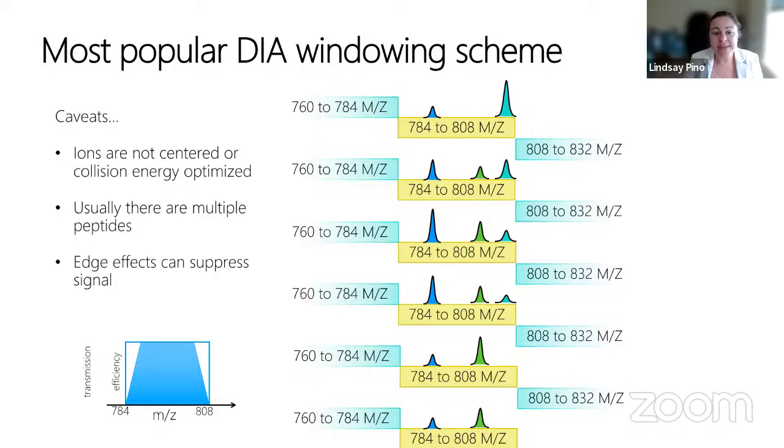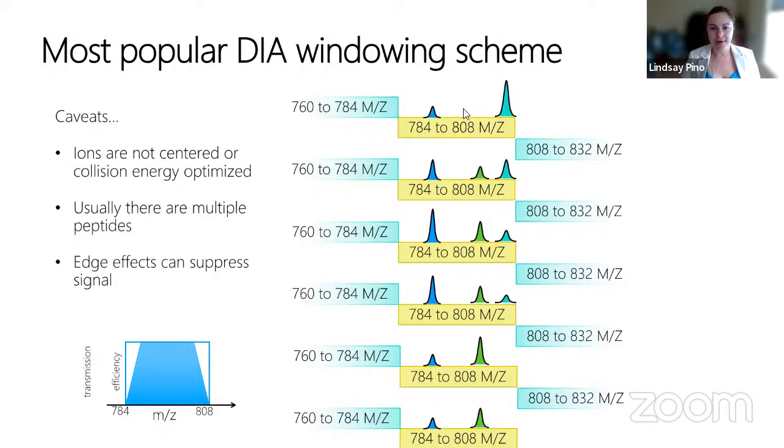As far as using MSE, the software, as far as getting good quant and identification, using MSE as a trademarked word for DIA, that's totally fine. Using MSE as the method of having every fragment ion going into the mass spectrometer at the same time, I don't recommend. Using MSE as just Waters branded DIA, that's totally fine. Use a method like this most popular windowing scheme, this wide window. That's totally fine.